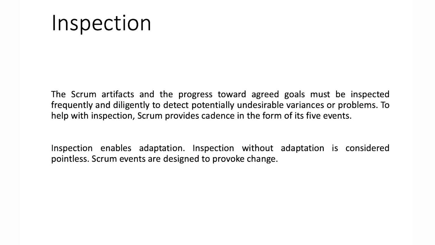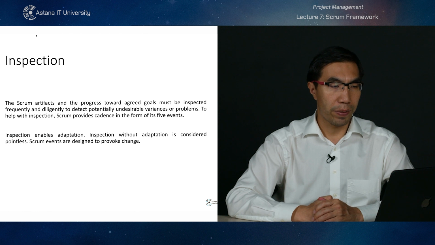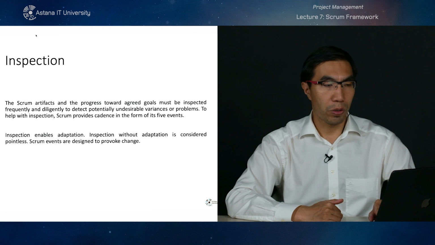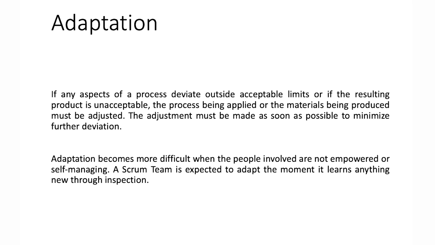The next Scrum pillar is inspection. The Scrum artifacts and the progress toward agreed goals should be inspected frequently and diligently to detect potentially undesirable variances or problems so that you can fix them. In order to help with the inspection, Scrum provides cadence in the form of its 5 events. Inspection enables adaptation, and inspection without adaptation is considered pointless. Scrum events are designed to provoke change, because we're talking about an adaptive approach where changes are welcomed.